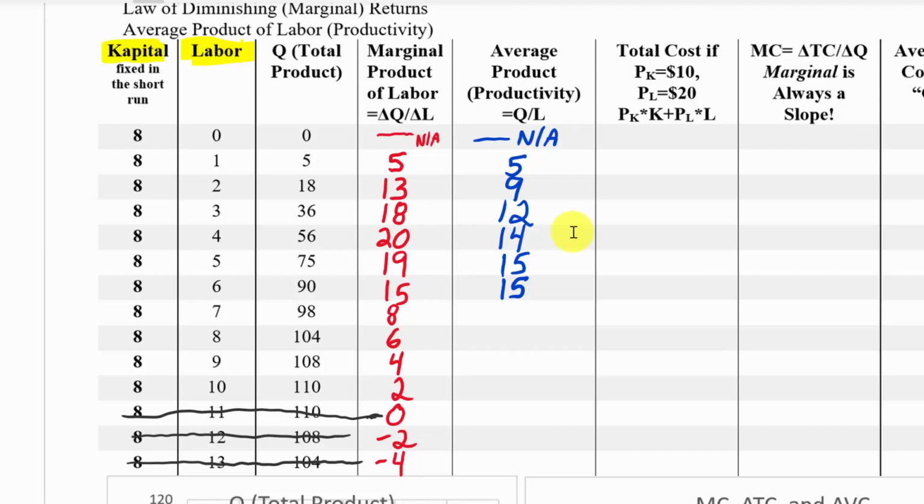All right, so let's fill out the rest of this table here, just dividing the amount of output, Q divided by L, to get the average product. And we get 14, 13, 12, 11, 10, 9, and 8 units of output per worker. Let's think about the relationship between these two columns, marginal product and average product.